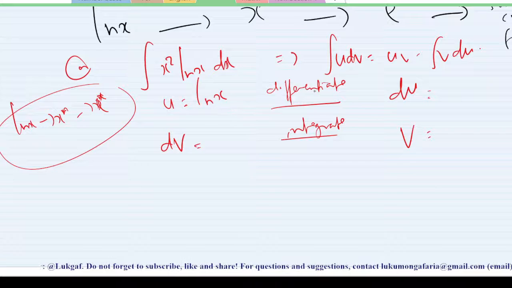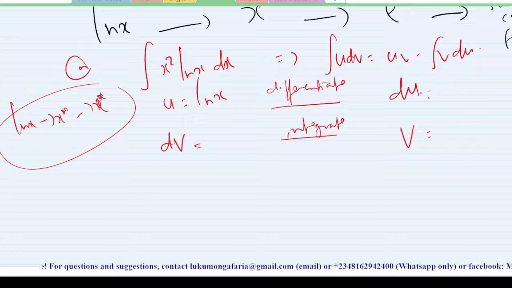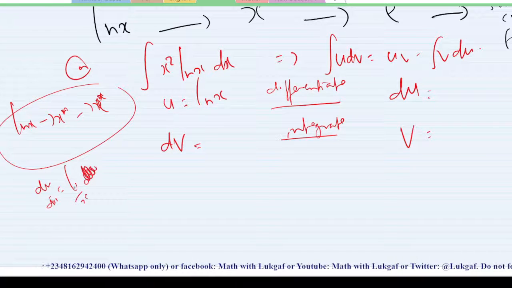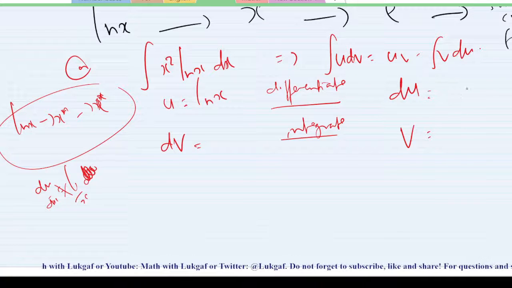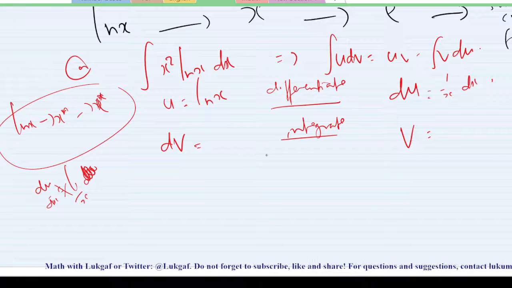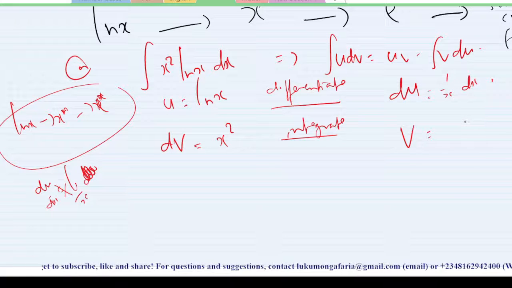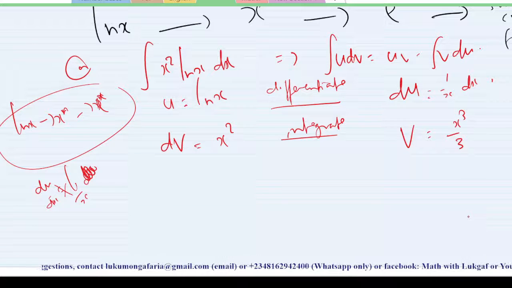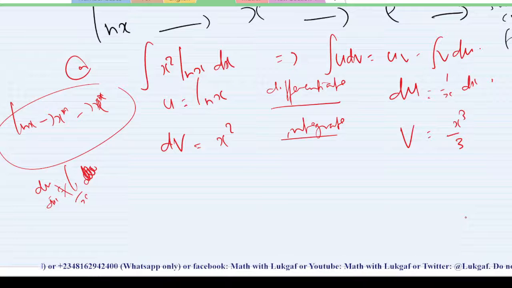So then my du dx will be what? If you find du dx, that will give me 1 over x. So if you now make du the subject of the formula, that will give you 1 over x dx. Then your dv is what? Automatically it is x squared. Then your v, you integrate, right? So that is x cube divided by 3. Don't forget the one you make u, you differentiate to get du, the other you make dv, you integrate to get v.